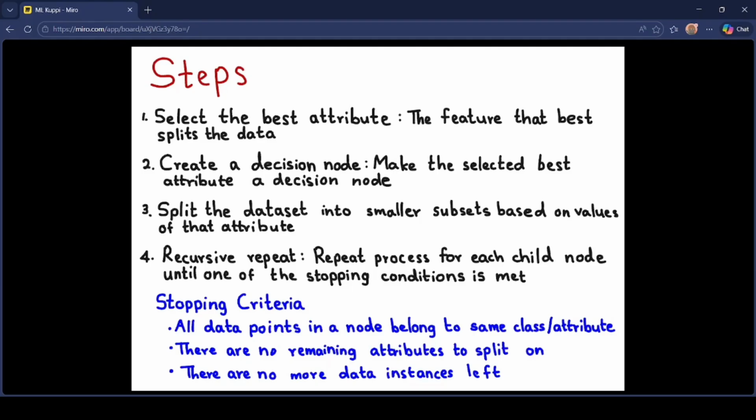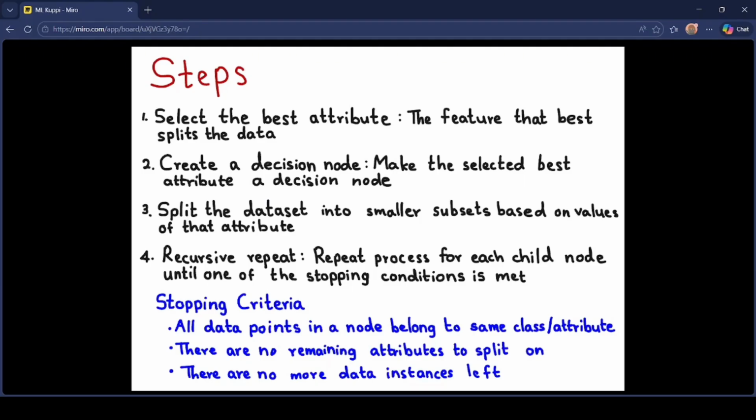So we are going to repeat the process and keep on adding decision nodes into our tree until one of these stopping criteria is met. The first stopping criterion is that all the data points in the node belong to the same class. So after doing this multiple times, if the remaining data points all belong to the same class, we can stop. And then when there are no remaining attributes to split on, so after we have considered all the attributes in the splitting, then we can stop. And when there are no more data instances left, so if we have considered all the data points, then also we can stop.